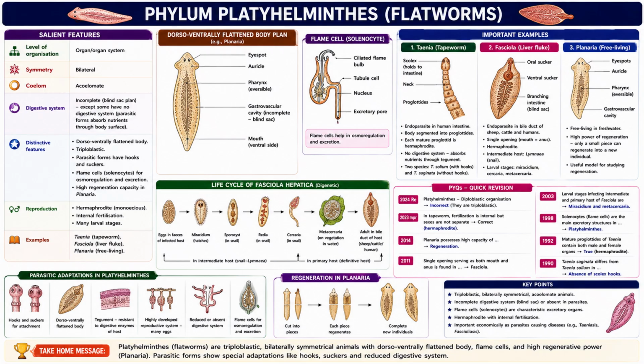The key points of the flatworms are: triploblastic, bilaterally symmetrical, acoelomate animals, incomplete digestive system, and flame cells, solenocytes, are the characteristic excretory organs. Hermaphrodite with internal fertilization. Important economically as parasites causing diseases, for example teniasis and fasciolasis.